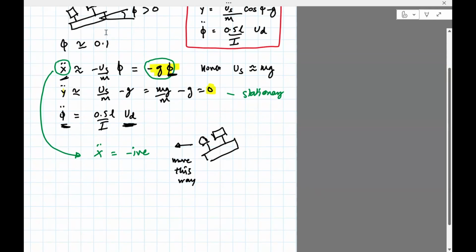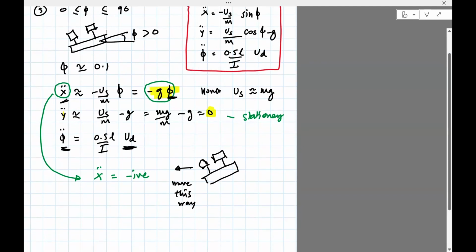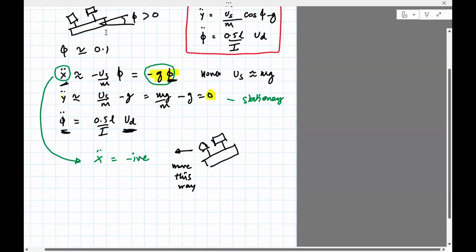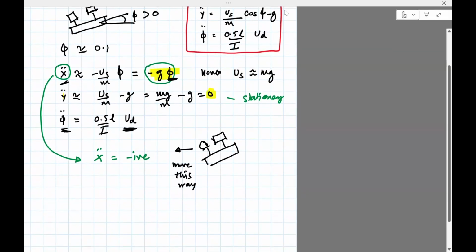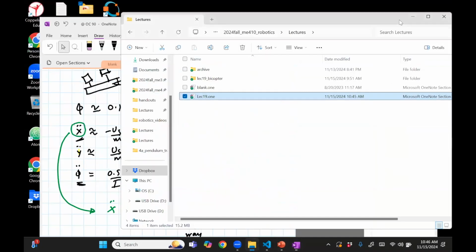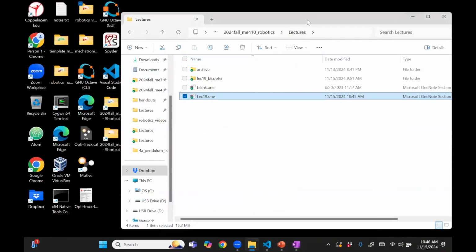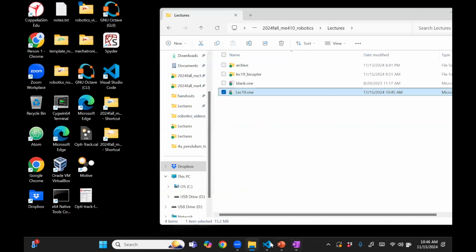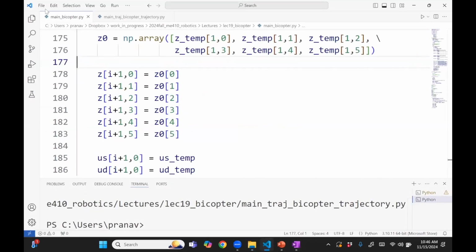You'll always see that the drone is doing this. It goes like this, balances, tilts, goes like that. So tilting is a way of making it go left and right. And then by making US greater than mg or less than mg, you can go up or down. We can actually see this using a simulation. I've put the equations inside Python.